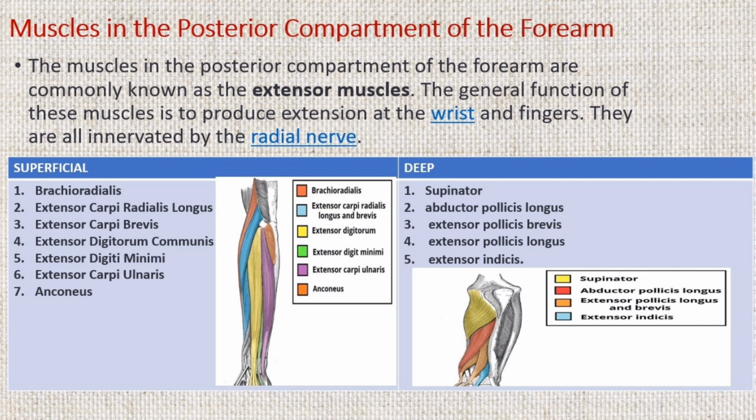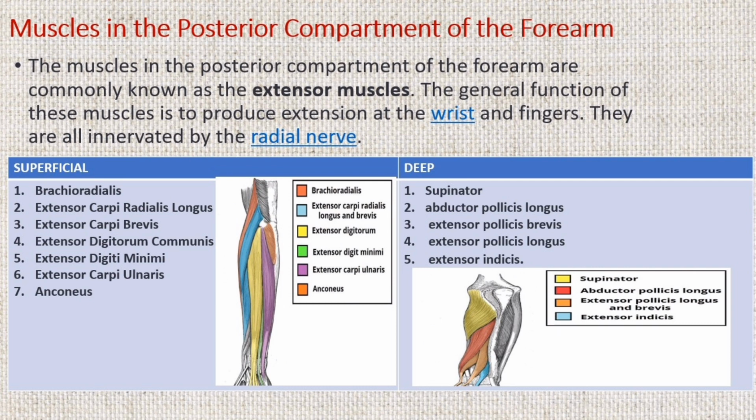Extensor pollicis brevis. The extensor pollicis brevis can be found medially and deep to the abductor pollicis longus. In the hand, its tendon contributes to the lateral border of the anatomical snuffbox. Attachments. Originates from the posterior surface of the radius and interosseous membrane. It attaches to the base of the proximal phalanx of the thumb.